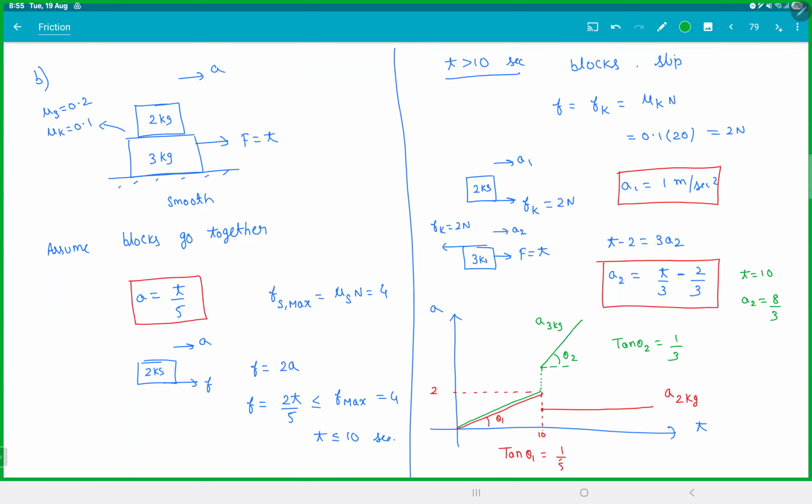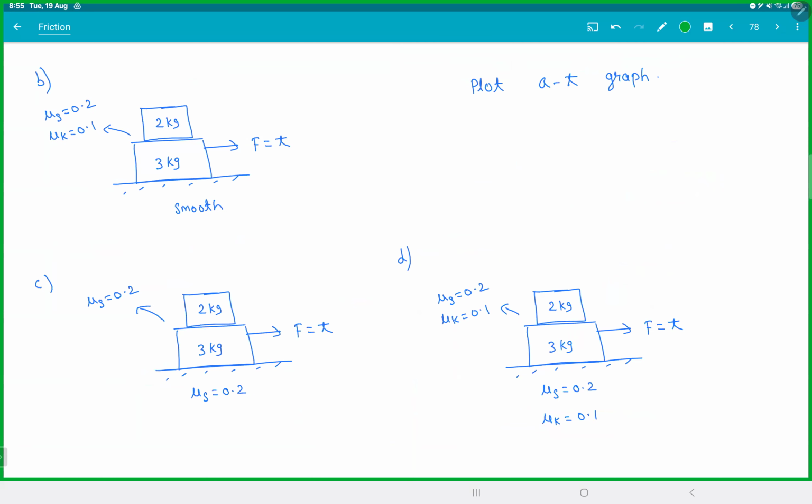If mu k data was not given, then we take mu s is equal to mu k. Now here also see, I just gave mu s, right? Mu k is not given. That means you take mu s is equal to mu k. I'll do one thing. If that's confusing, I'll just write it as mu.